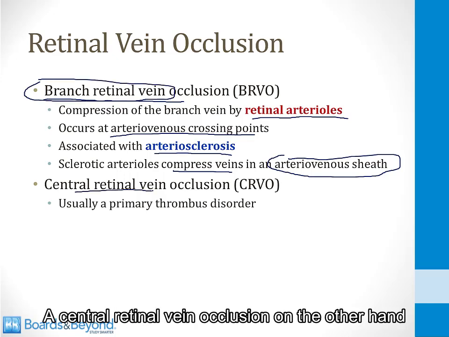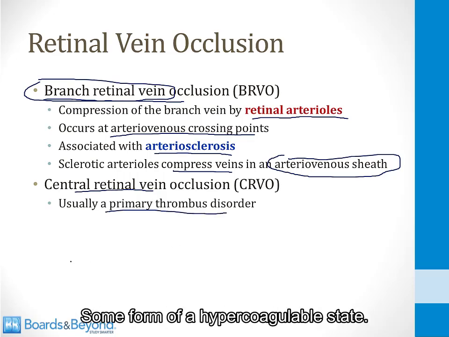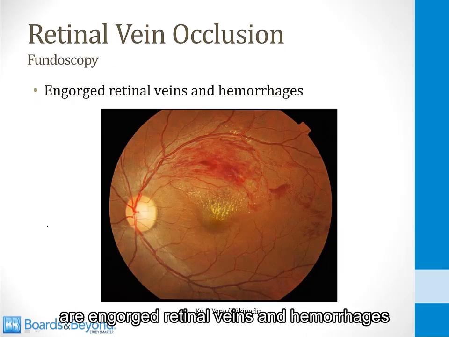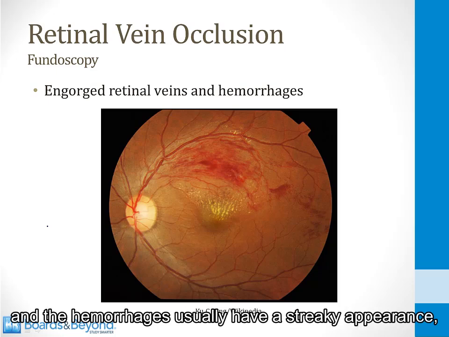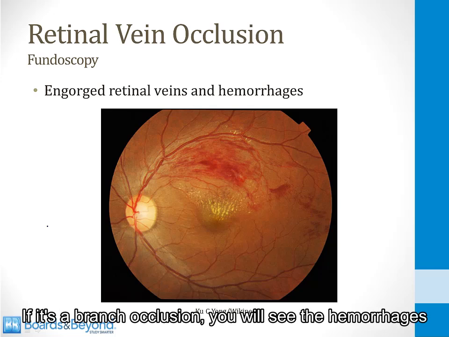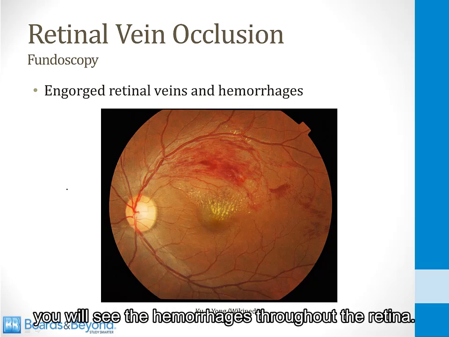A central retinal vein occlusion, on the other hand, is usually caused by a primary thrombus disorder, some form of a hypercoagulable state. The fundoscopic findings of a retinal vein occlusion are engorged retinal veins and hemorrhages, and the hemorrhages usually have a streaky appearance like the example shown on the screen. If it's a branch occlusion, you will see the hemorrhages in one portion of the retina. If it's a central occlusion, you will see the hemorrhages throughout the retina.